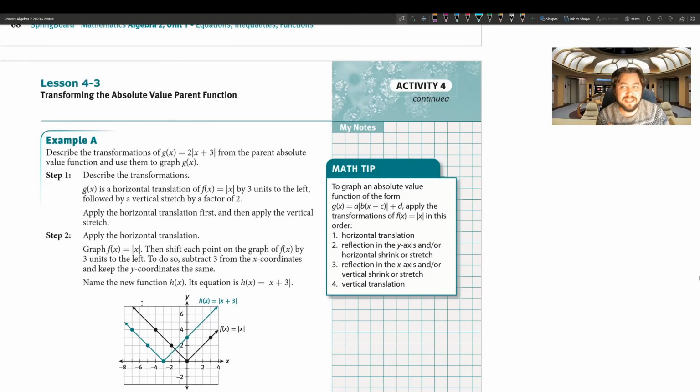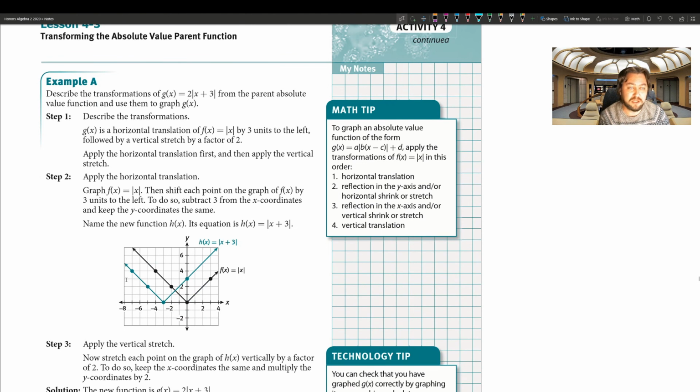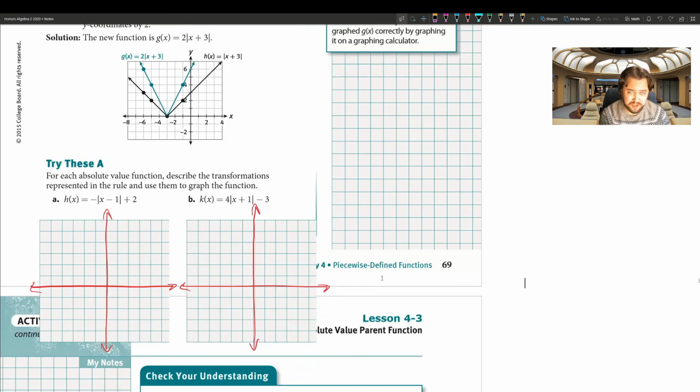Let's finish up by talking about the best practice for graphing an absolute value function that has more than one thing going on. So what I like to do, and what these directions basically are, is to find the vertex and follow that up by your vertical or horizontal stretch. So let's scroll down and take a look at doing some examples.